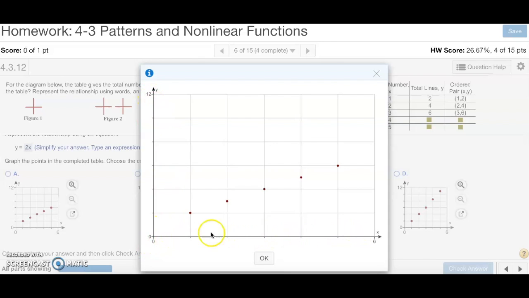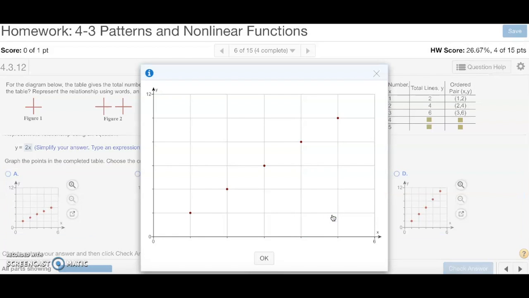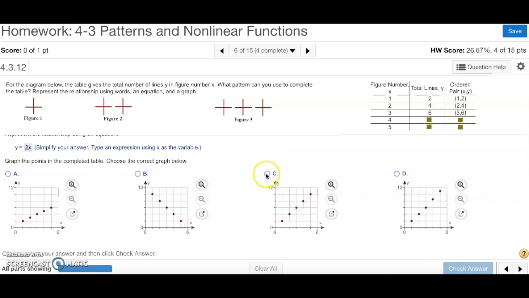Going across, we're going by 1 because we have 1, 2, 3, 4, 5, and 6. So we have 1, 2, 2, this will be 3. Now we don't have a 2, 3, we have a 2, 4, so it can't be A. So let's try C. So again, 2, 4, 6, 8, 10, 12, 1, 2, 3, 4, 5, and 6. We have 1, 2, this will be 2, 4, and this will be 3, 6. So that means C will be my graph.